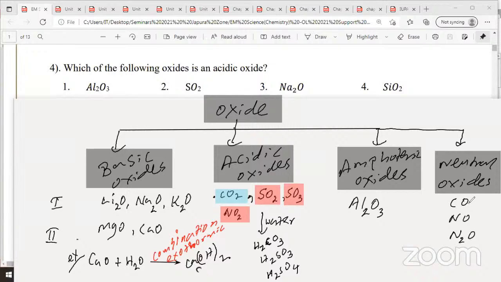Basically, they don't react with acids or bases. That's the reason. So basically, basic oxides can react with acids. Acidic oxides can react with bases. Amphoteric oxides can react with both acids and bases. Neutral oxides won't react with any of these. So what are the four types of oxides? Basic oxides, acidic oxides, amphoteric oxides, and neutral oxides.